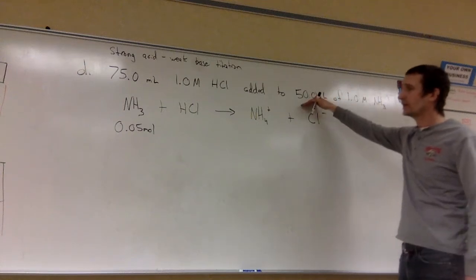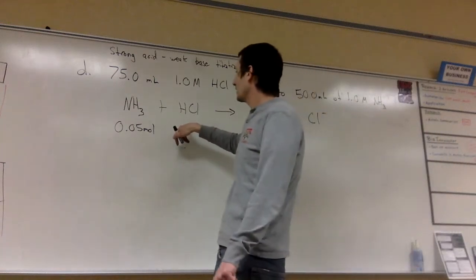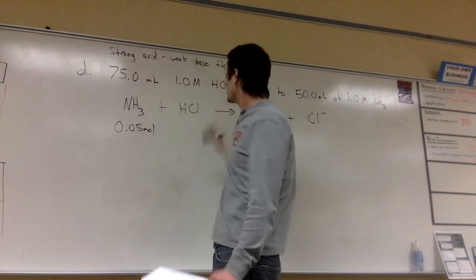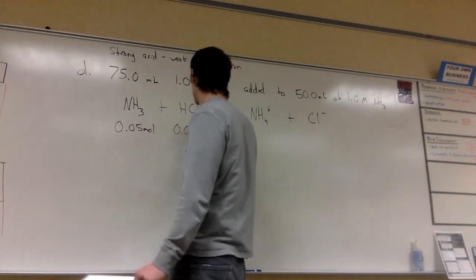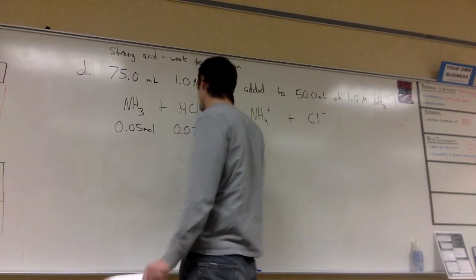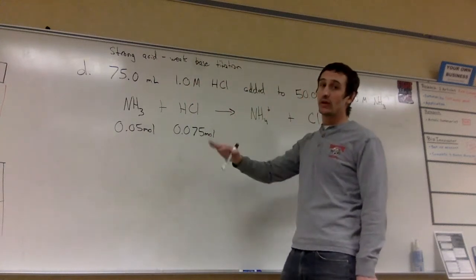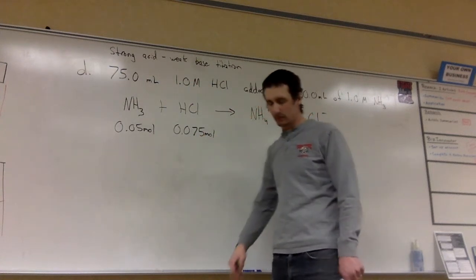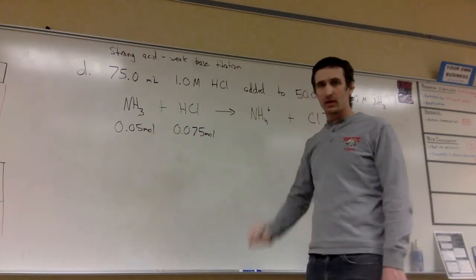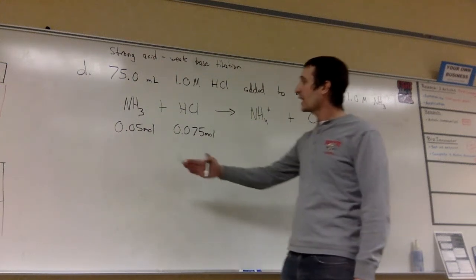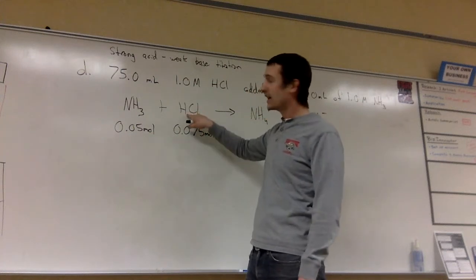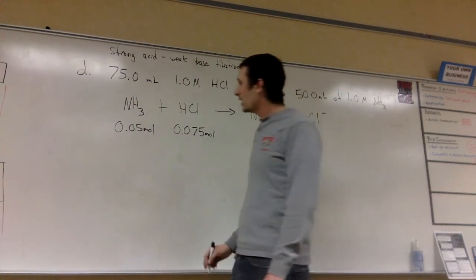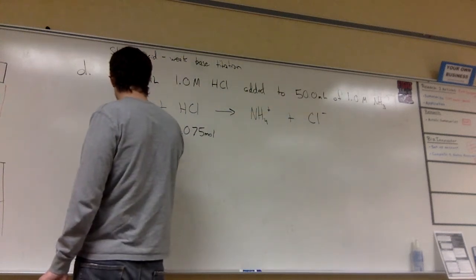That's our molarity equation. And here we've got 75 milliliters of 1 molar HCl, which means we've got 0.075 moles of HCl. And again, that's the molarity equation. Molarity times volume ends up being equal to the number of moles. And then we need to think about stoichiometry, right? These react in a 1-to-1 ratio. So now I have excess HCl. The NH3 is limiting. The most you can possibly use up is 0.05 moles.